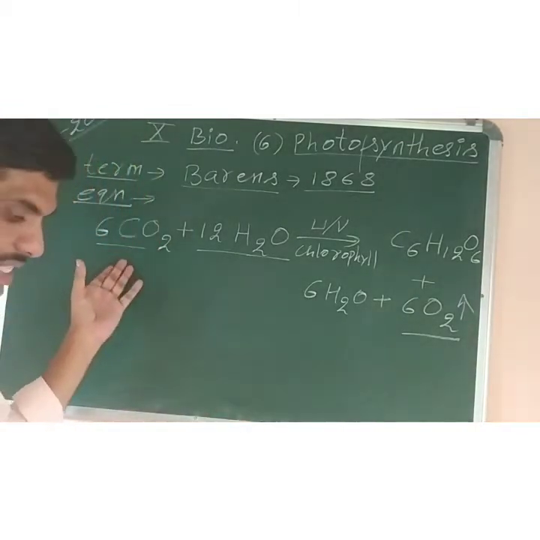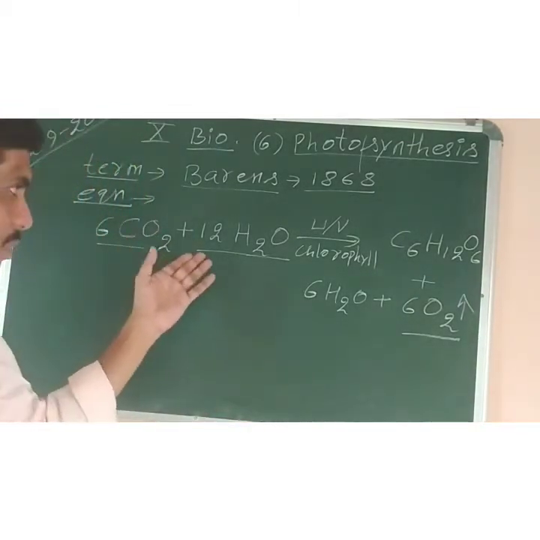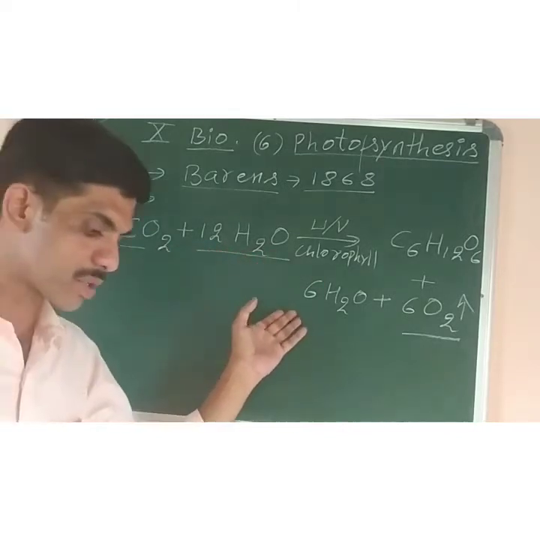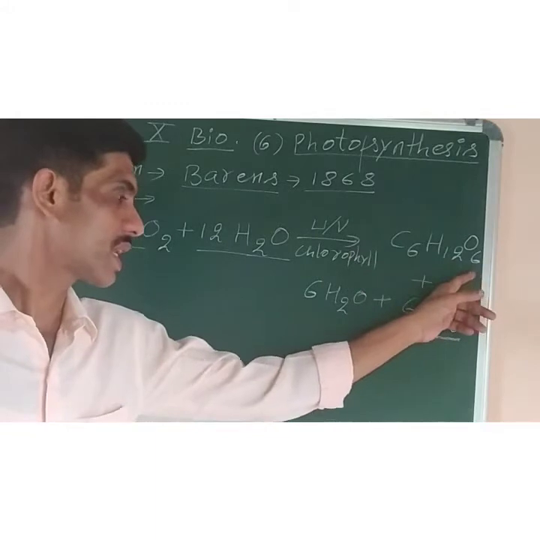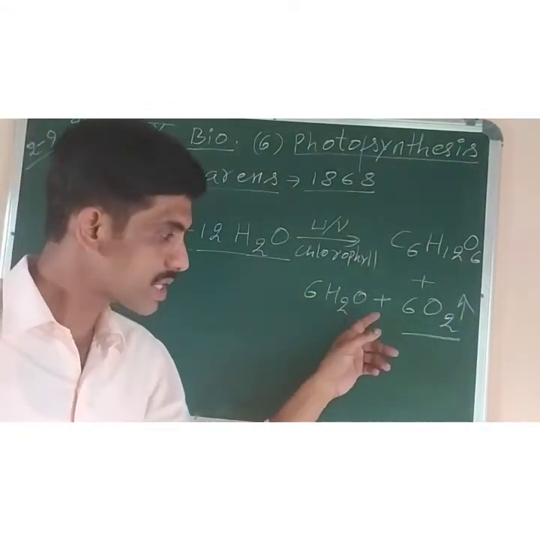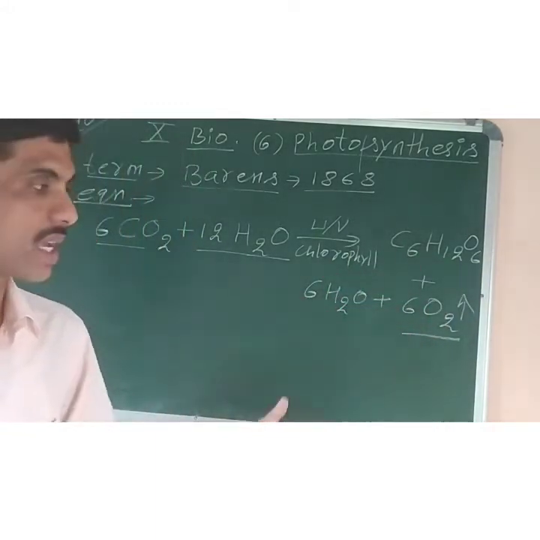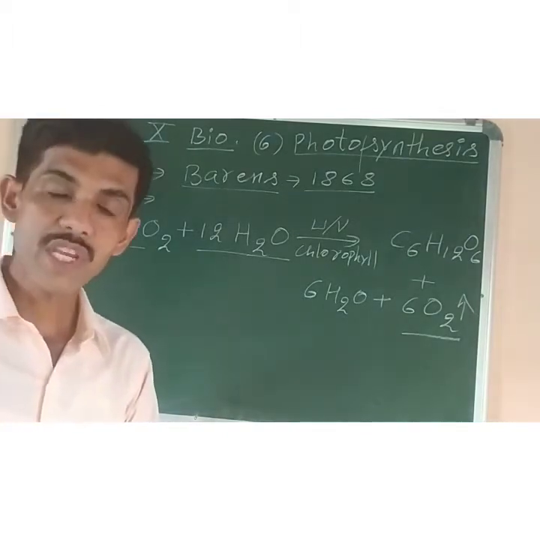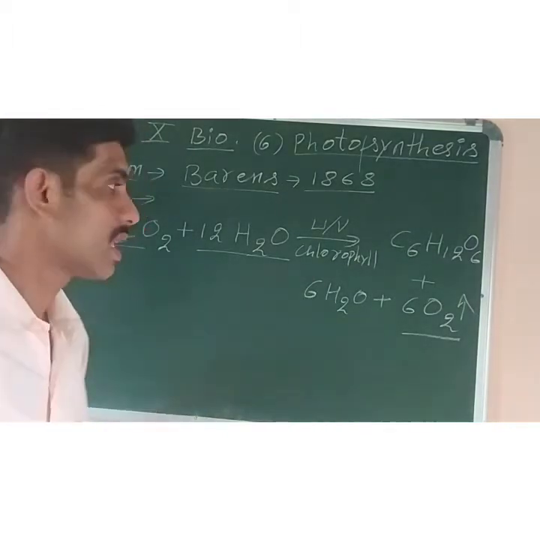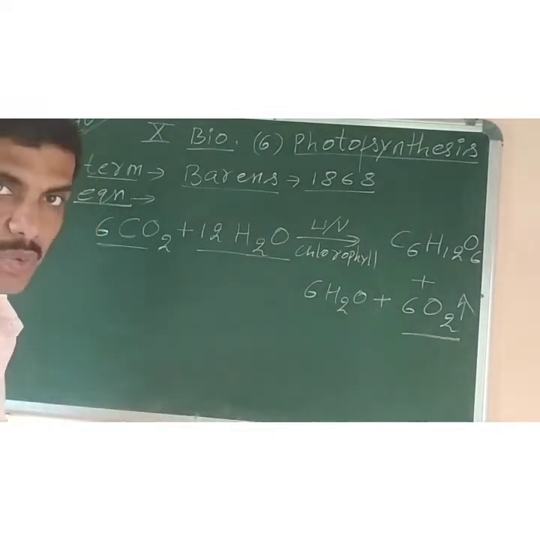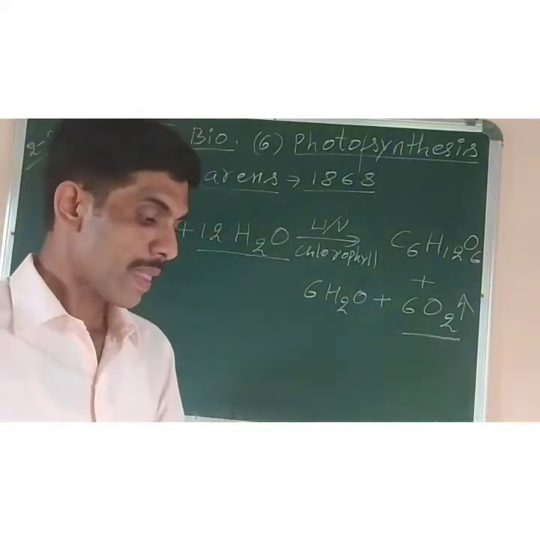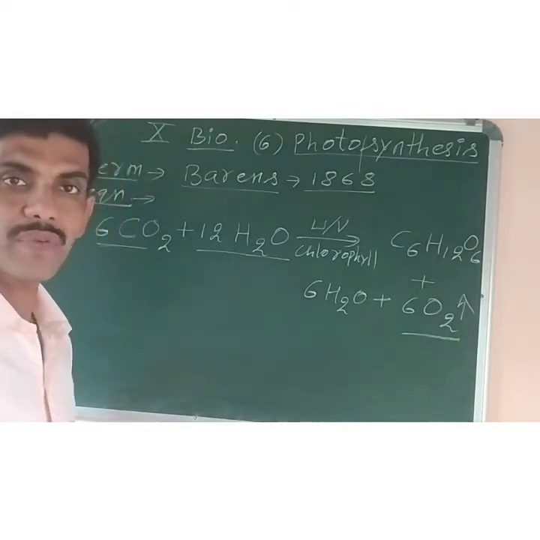This equation you can see 6 molecules of carbon dioxide, 12 molecules of water in the presence of sunlight, chlorophyll gives glucose. The chemical formula is C6H12O6. 6 molecules of water and 6 molecules of oxygen are released. This oxygen is a waste product of photosynthesis. The raw material is carbon dioxide and oxygen is the waste product which is produced. Now, what are the steps involved in photosynthesis?